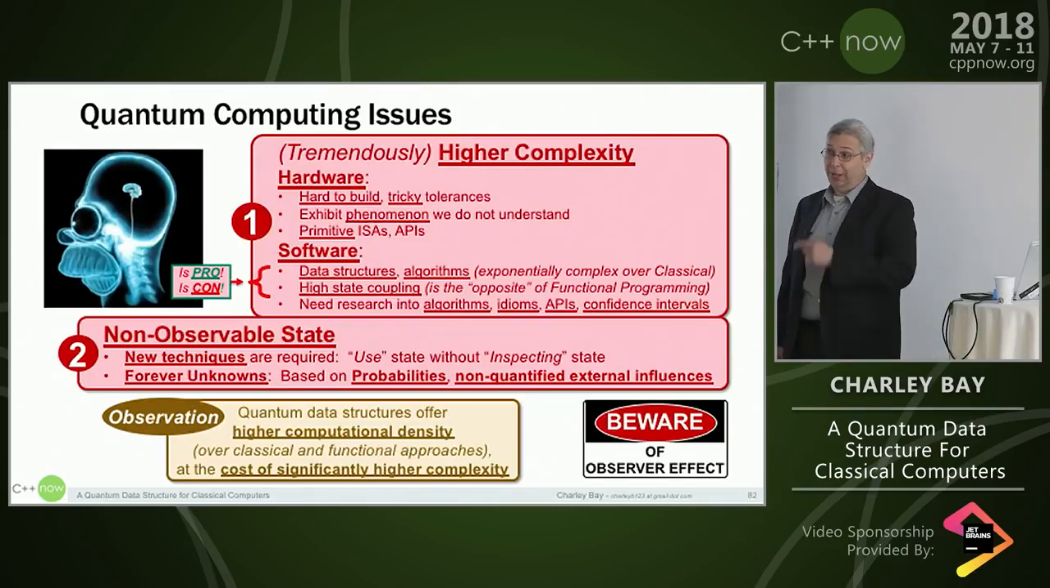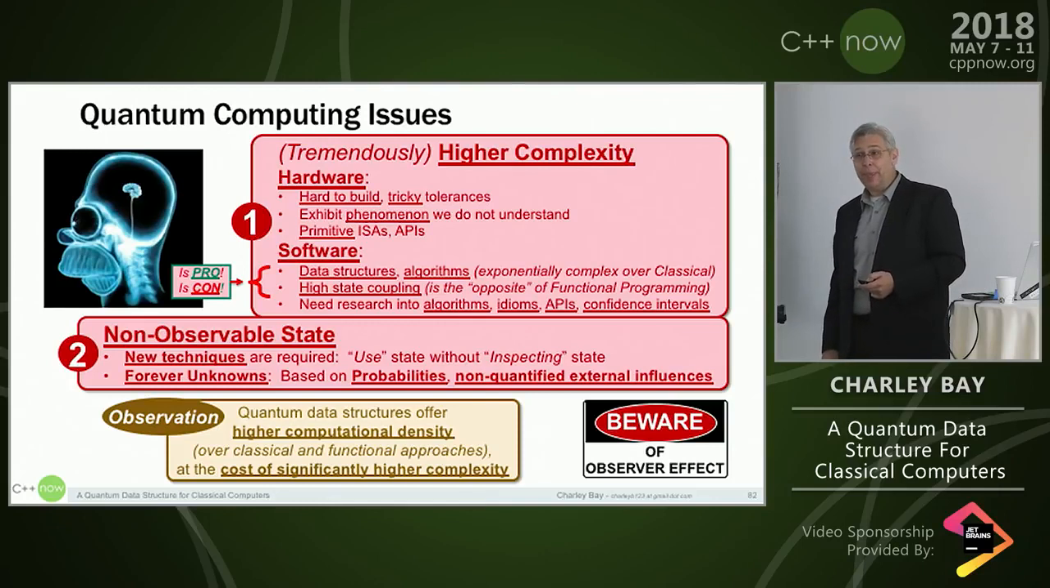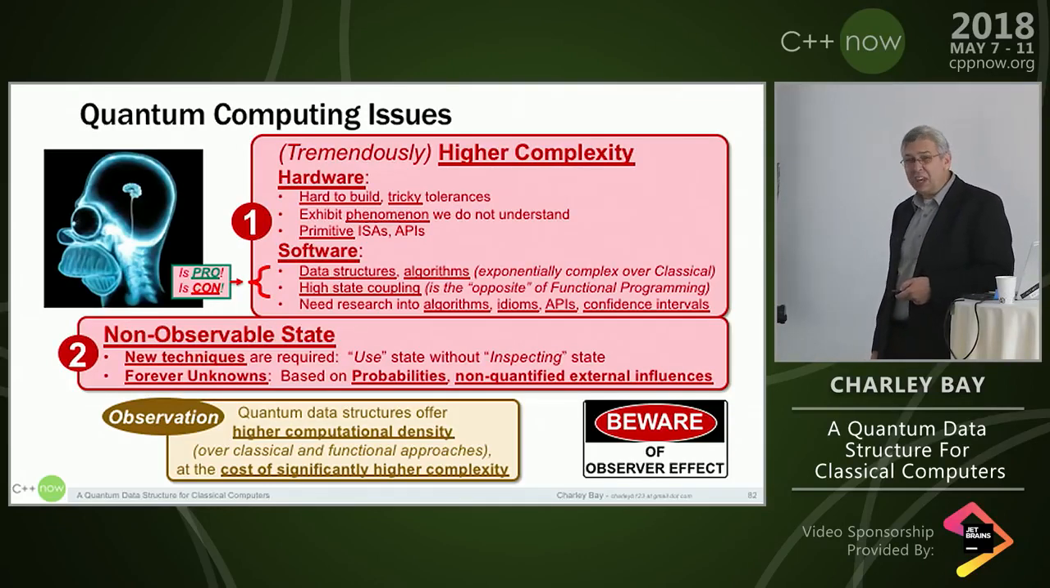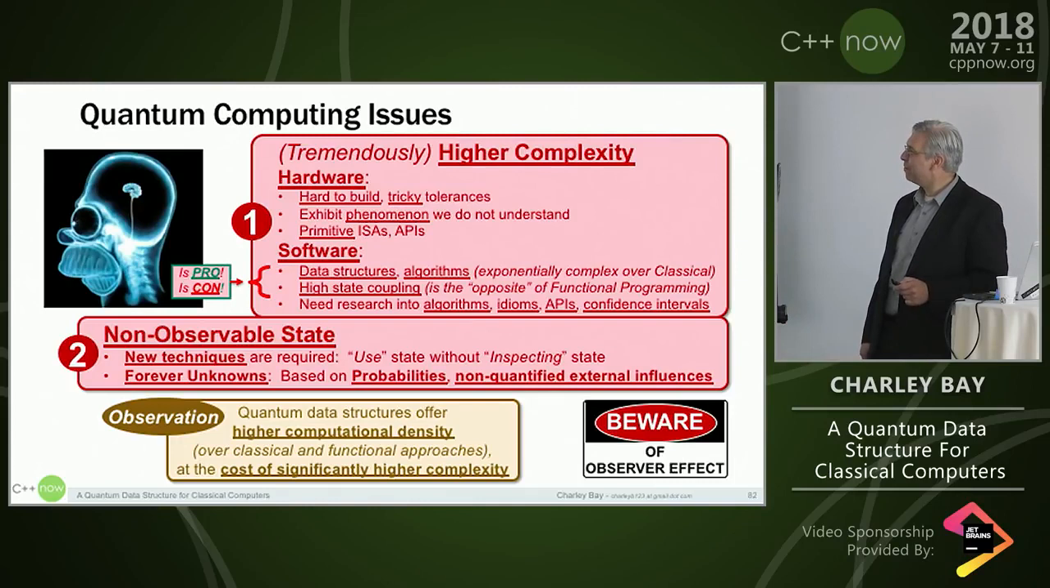Lot of issues, lot of red up there. The hardware is hard to build, tricky. The software is hard to build, tricky. The hardware is dealing with a lot of effects we don't fully understand and are having a hard time measuring. In a lot of cases we can measure a generalization of probability. That doggone observer effect just kicks into gear at the weirdest times.